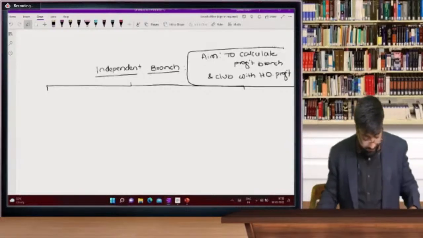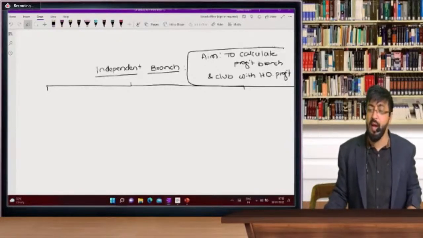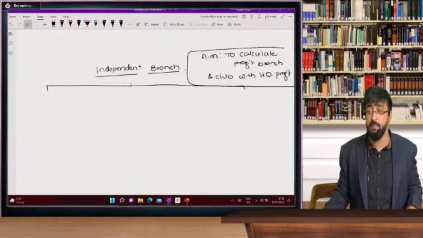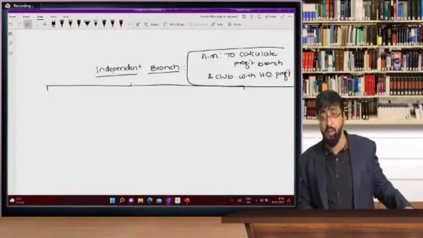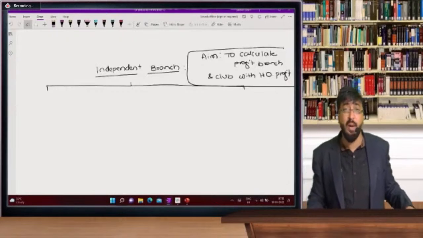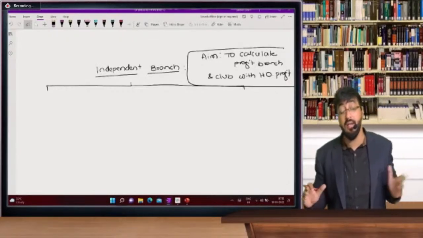Now friends, can you give me an idea how we are going to club this profit? Now the first part of this chapter is calculation of branch profit. And independent branch will maintain their books of accounts separately. So branch, HO is not concerned with maintaining books of accounts in case of dependent branch.